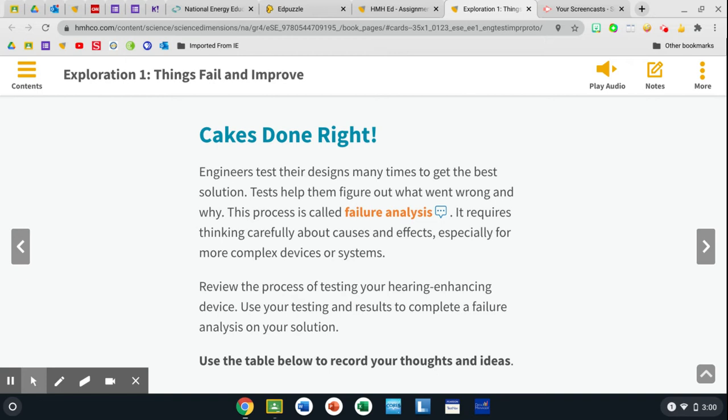So, Cake's Done Right. Engineers test their designs many times to get the best solution. Tests help them figure out what went wrong and why. This process is called failure analysis. It is okay to fail in the engineering design process because that means you can learn from your failure to make your prototype again and make it even better. Do some slight changes. It requires thinking carefully about causes and effects, especially for more complex devices or systems.